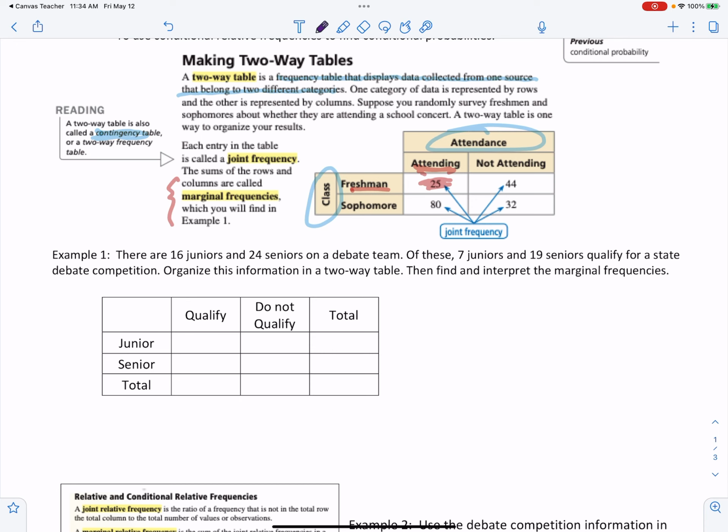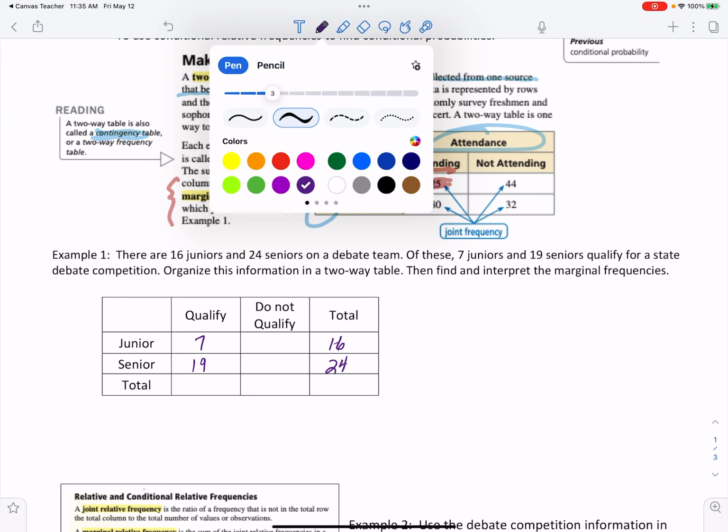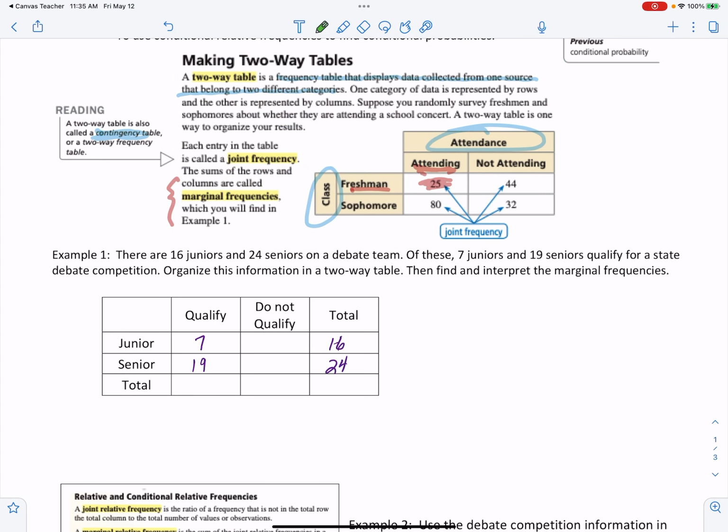So in example 1, there are 16 juniors and 24 seniors on the debate team. And so we can write in, we have a total of 16 juniors, and we have 24 seniors. And of these, 7 juniors and 19 seniors qualify for a state debate competition. So we have 7 juniors qualifying and 19 seniors. So that's the original data given to us. And so then we can figure out, well, it must be 9 that didn't qualify, so that they add up to 16, and 5 that didn't qualify, so they add up to 24.